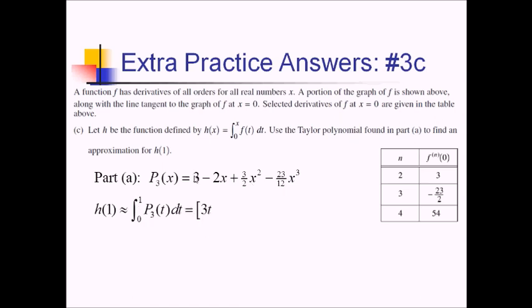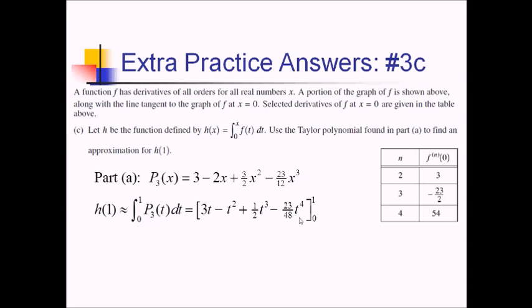So we've got 3t minus, this is normally 2t, bumps up to a 2, so we've got minus t squared. And this will become, if this bumps up to a 3, 1 half t cubed. And then this last one, this bumps up to a 4, dividing, we've got minus 23 over 48 x to the 4th. And that'll be t to the 4th actually. Evaluate that from 0 to 1.